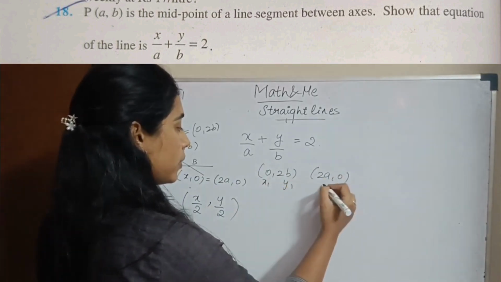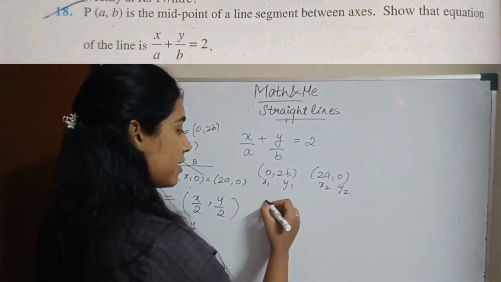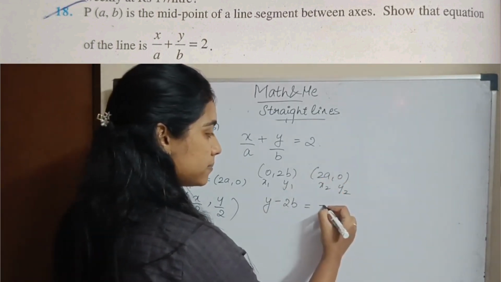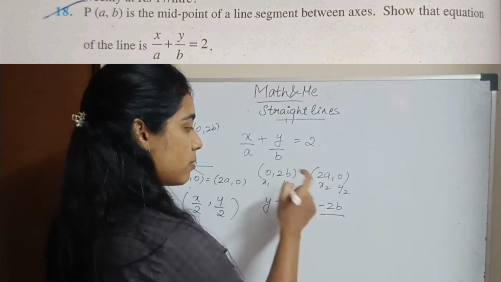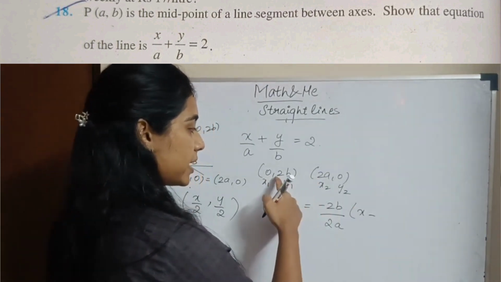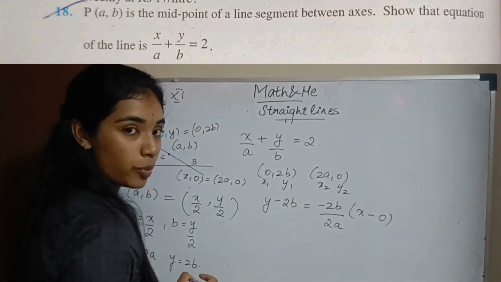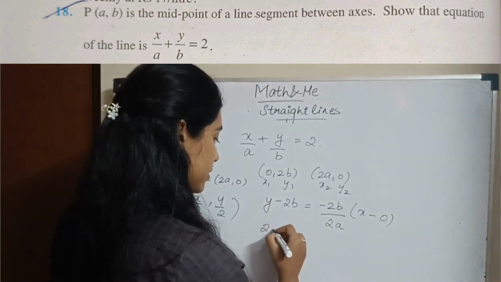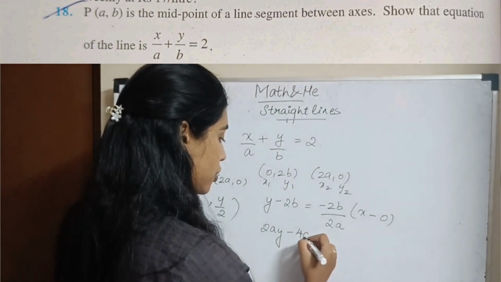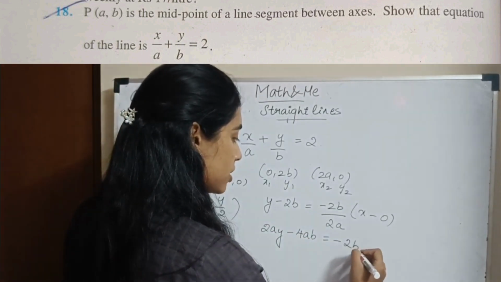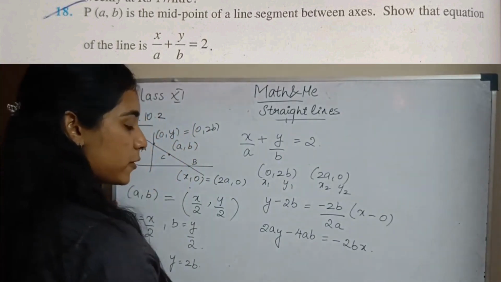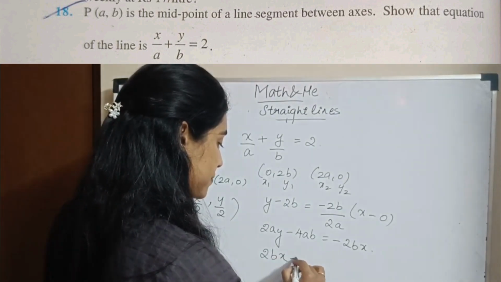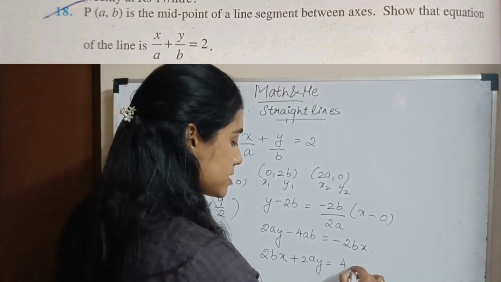So this is x1, y1, x2, y2. So you have y minus y1 equals y2 minus y1 divided by x2 minus x1 times x minus x1. So this is the 2-point form. Remember? So you have, I'm multiplying it by 2a. So I have 2ay minus 4ab equals minus 2bx. Okay, I'm bringing the x to one side and the constant to the other side. So I have 2bx plus 2ay equals 4ab.